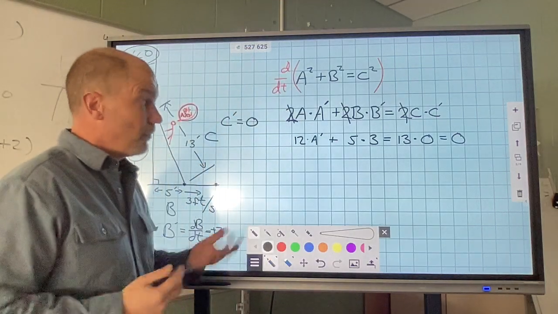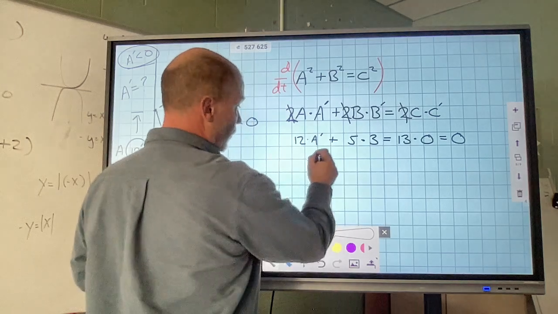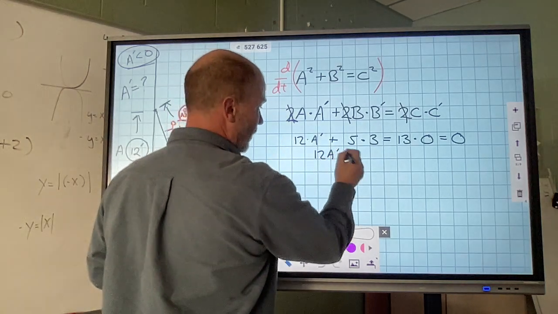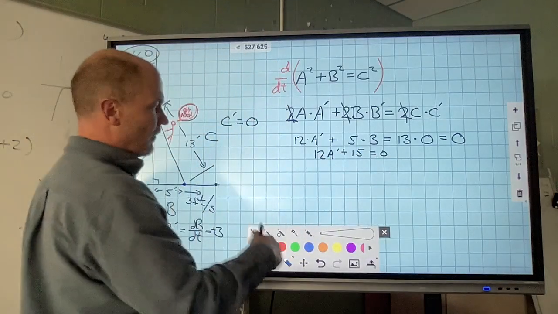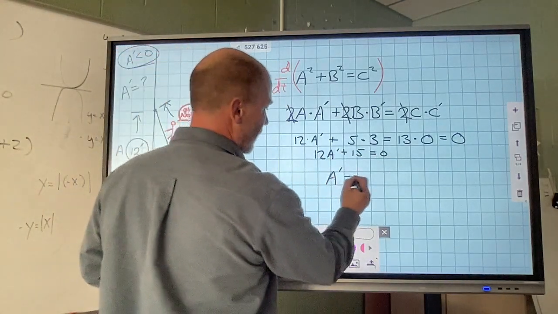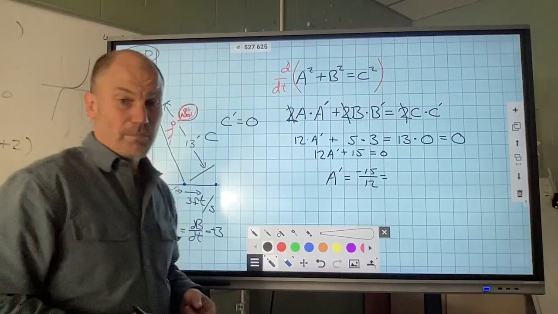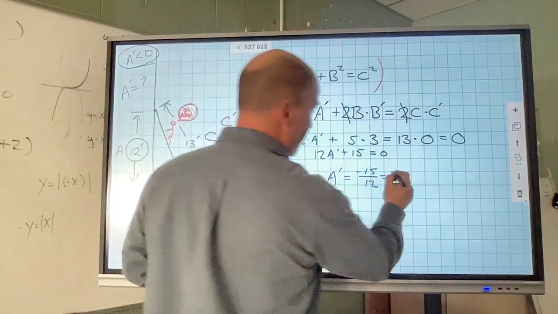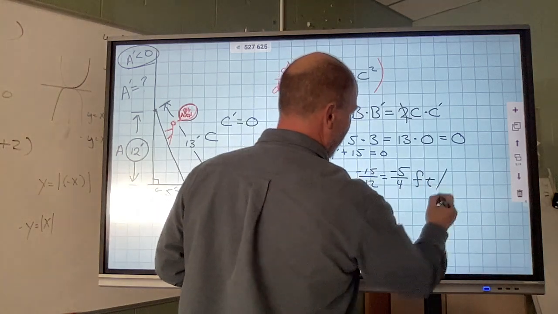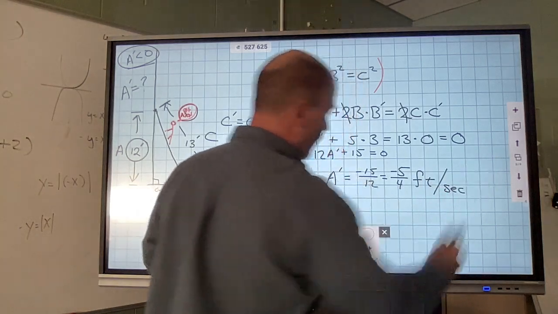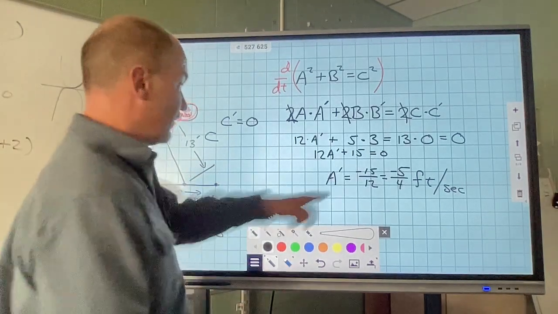Great. Now it's just a quick evaluation. This equals 15, so 12a prime plus 15 is 0. Subtract 15 and divide by 12. I get a prime is negative 15 over 12. Both of these numbers are divisible by 3, so it's negative 5 over 4. And I should get used to putting in my units, feet per second. And notice it's negative, so I've done a good job.